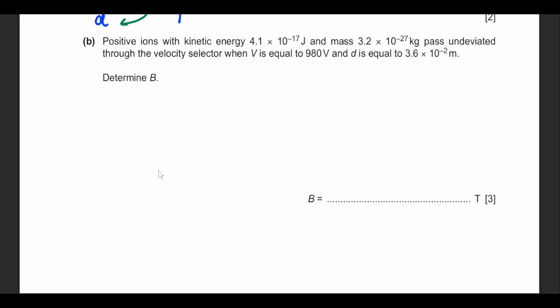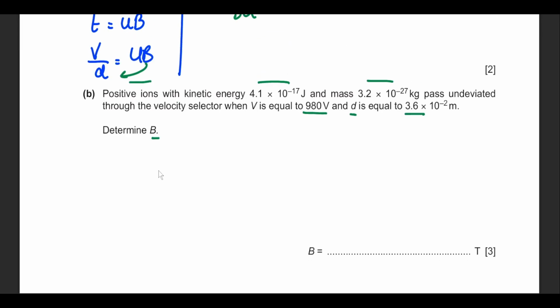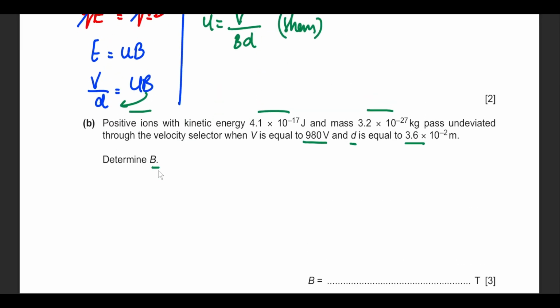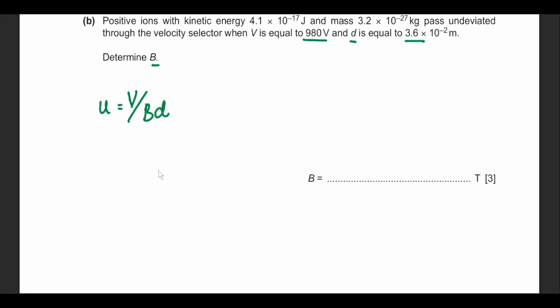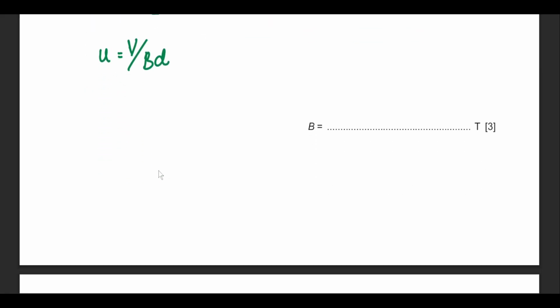Now it gives us that the positive ions have a kinetic energy this, mass this, voltage this, and d is also given. What he wants us to do is find B. So let's simply use this formula, which is u equals potential difference divided by Bd. Since we're given the kinetic energy, let's bring that into the perspective as well. So this will be kinetic energy, which is Ek, equals 1 over 2 mv squared.